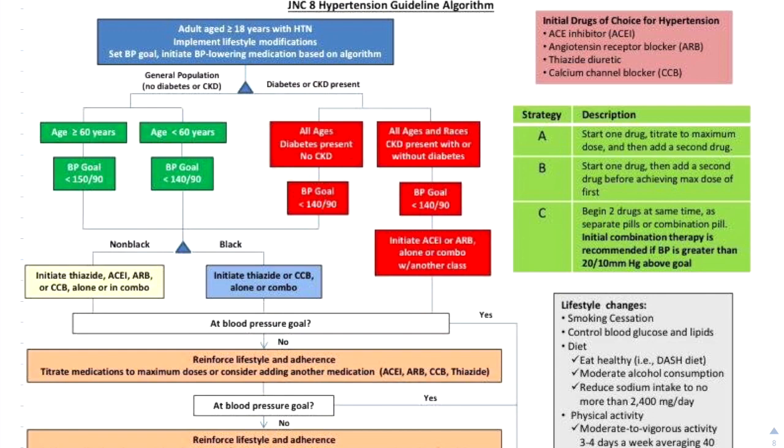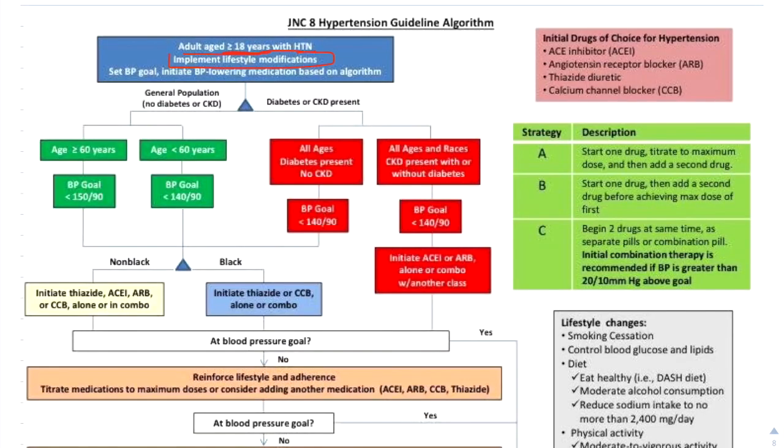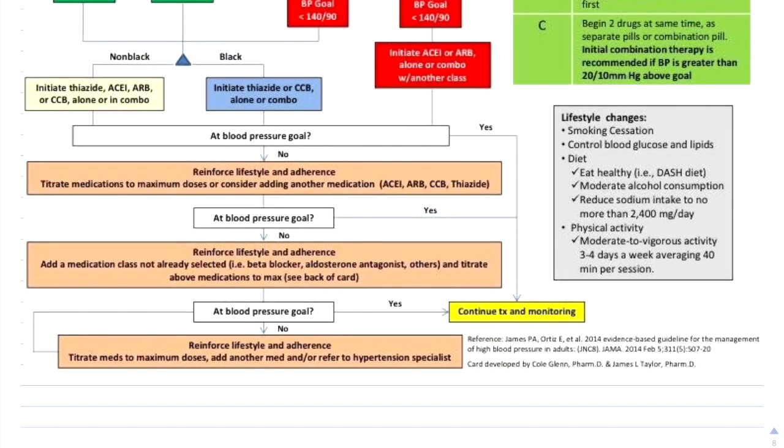So according to the JNC8 hypertension guideline algorithm, any patient aged more than 18 years with hypertension first needs to implement lifestyle modifications. Among the lifestyle changes, the first important is smoking cessation. We need to control the blood sugar and the lipids. We need to modify the diet. We need to follow the DASH diet, that is the Dietary Approach to Stop Hypertension.